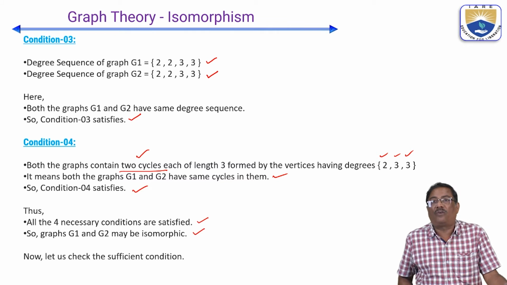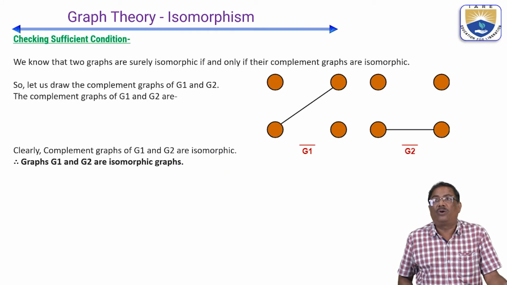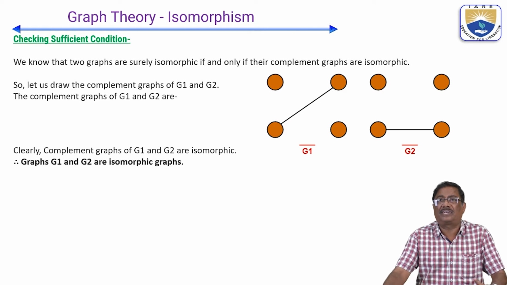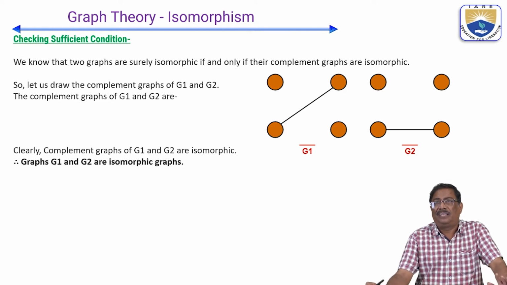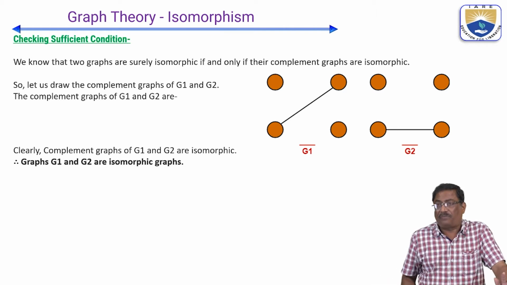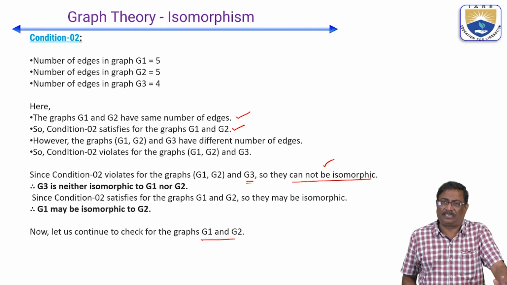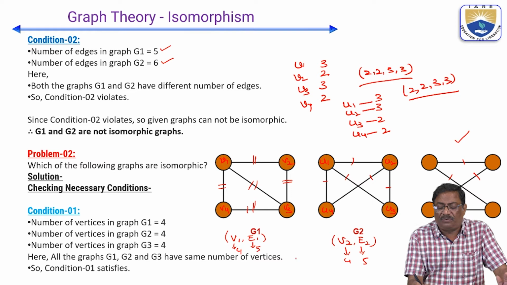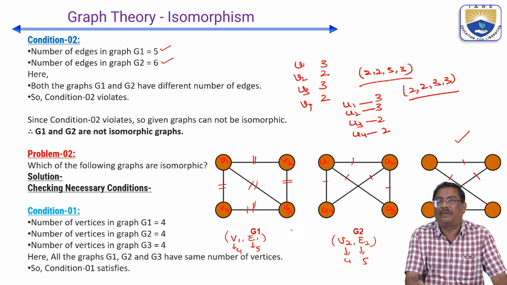Then we go for the sufficient condition. Now, we are going to check the sufficient condition. The first one is that their complements are also isomorphic to each other. So, here, what is the complement of G1?